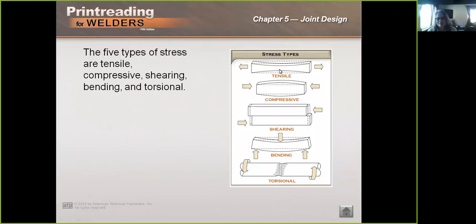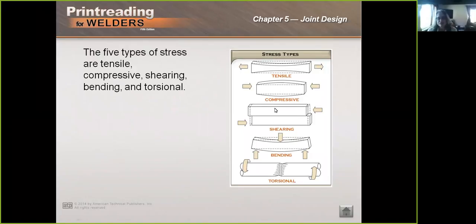Tensile stresses. You can envision this as a member being pulled on, kind of like pulling on a rubber band, putting it in tension, pulling it apart. Compressive is compressing, so you're pushing. The member is holding something apart. You're pushing in on the ends, and that's compressive stress.